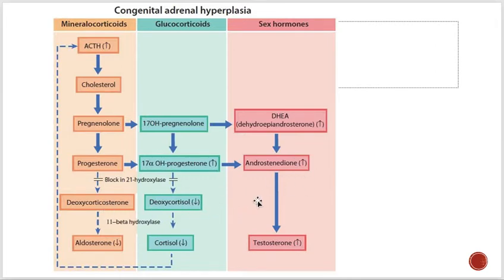And the non-classic congenital adrenal hyperplasia presents with mild androgen excess, where these hormones are more. They are sometimes asymptomatic, but virilization is present later in life.